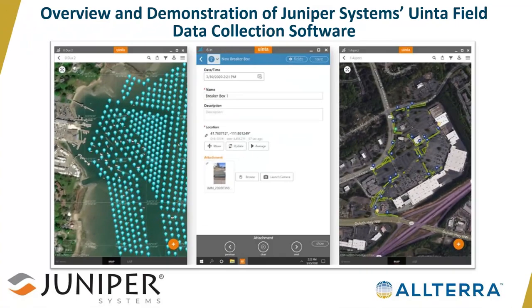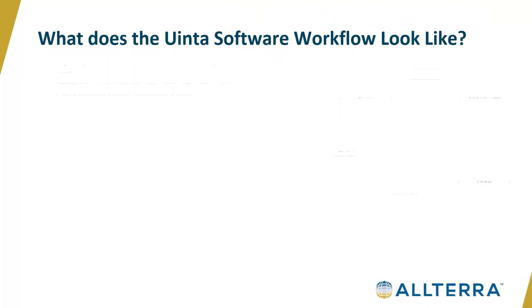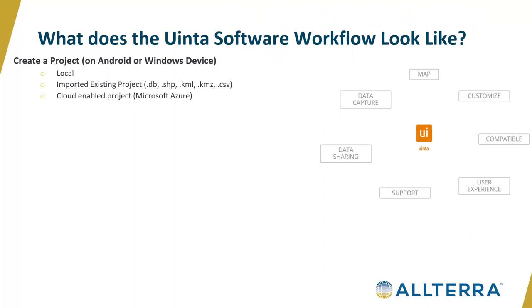Today we're going to be taking a look at Juniper Systems Uinta software, which is available currently for Android and Windows. By the end of this video, you should have a good understanding of the workflow of the Uinta software. Let's get into it. So what does the Uinta software workflow look like? First off, we can create a project. Again, this is for Android or Windows.